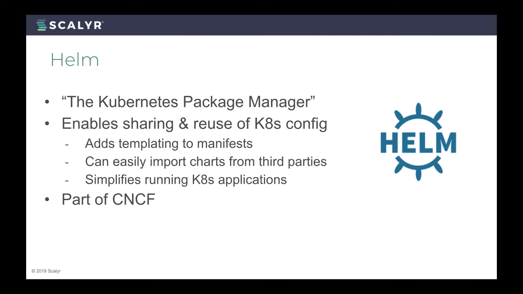Helm comes in and tries to solve those problems. It adds in the idea of templating to manifest files. It also allows you to essentially import what they call charts, but you can think of them as manifest files from third parties. So if you want to run a thumbnailer from some open source library, you can reference the manifest file that they publish, reducing the amount of work that you have to do. And in general, this just simplifies running Kubernetes applications. You can launch a very powerful and a very large Kubernetes application with essentially one command line in Helm.